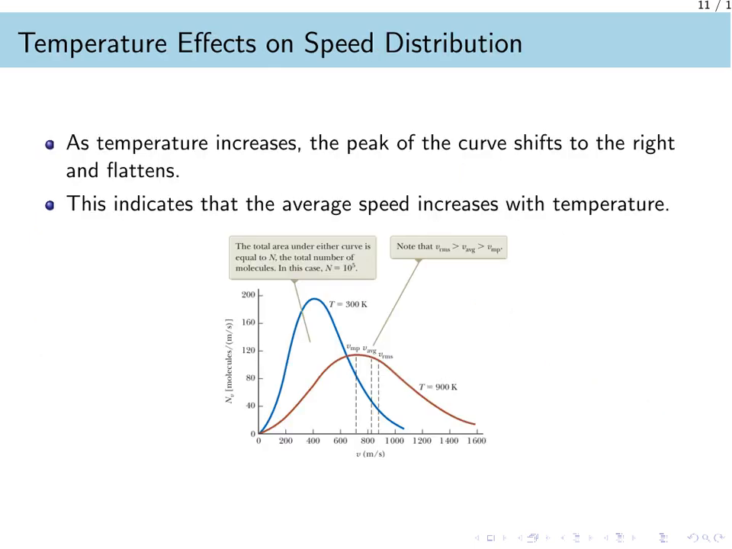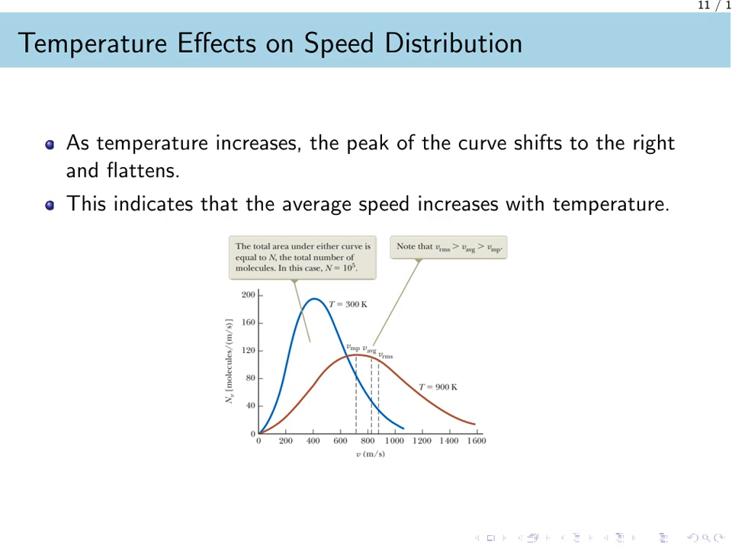Temperature has a dramatic effect on the speed distribution. As the temperature increases, the peak of the curve shifts to the right and becomes flatter. For example, comparing a gas at 300 Kelvin to one at 900 Kelvin, the higher temperature curve is much broader. This shift indicates that the average speed of the molecules increases with temperature.